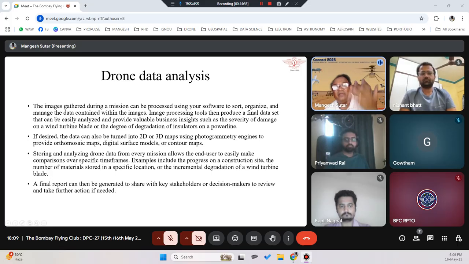So for every tower, whenever we do the survey, we upload the data. There is a team which downloads that data, does the reporting, and creates the report of that power line.